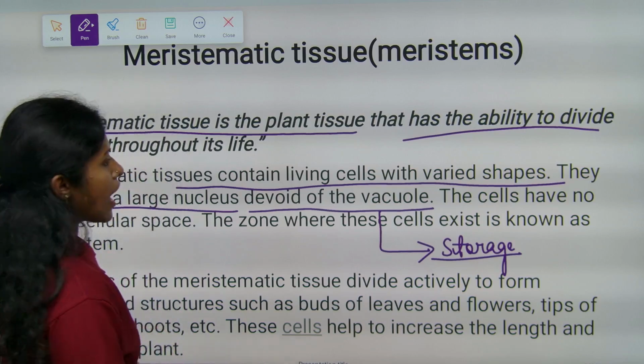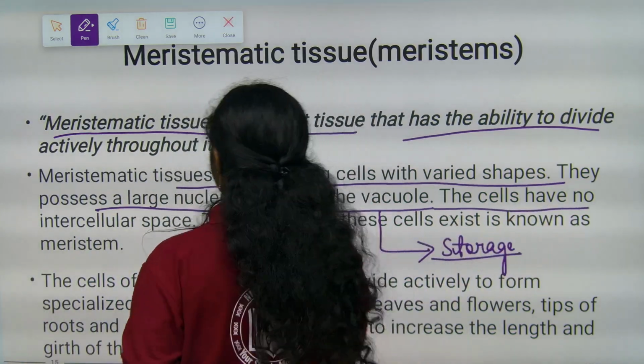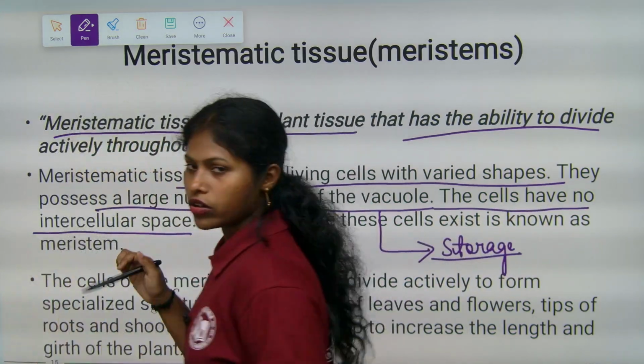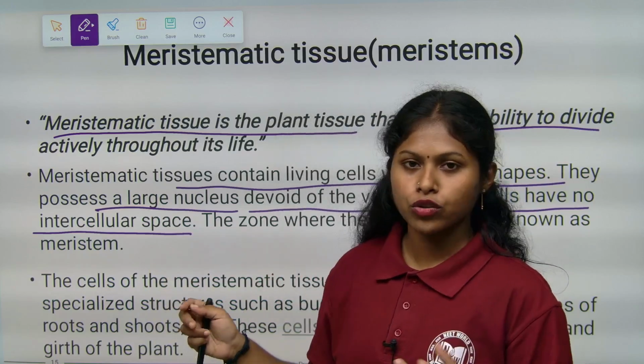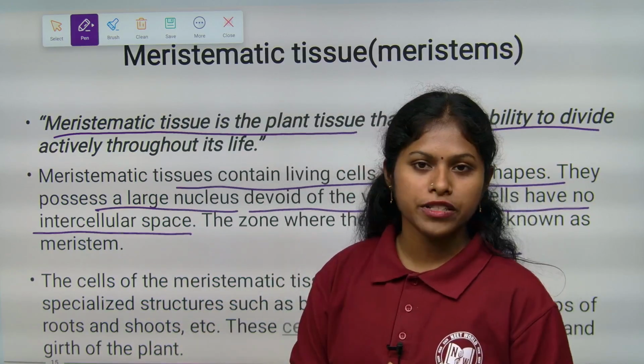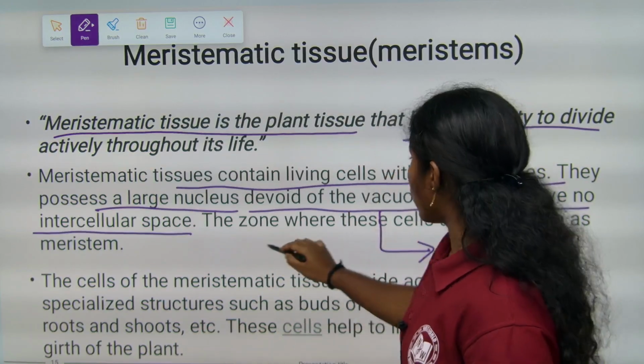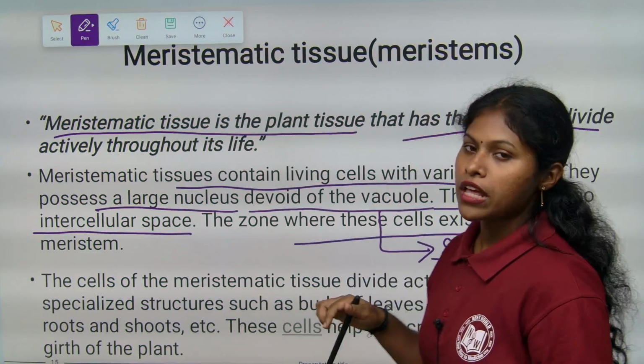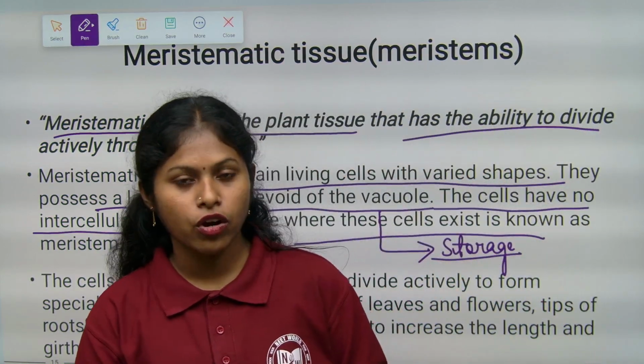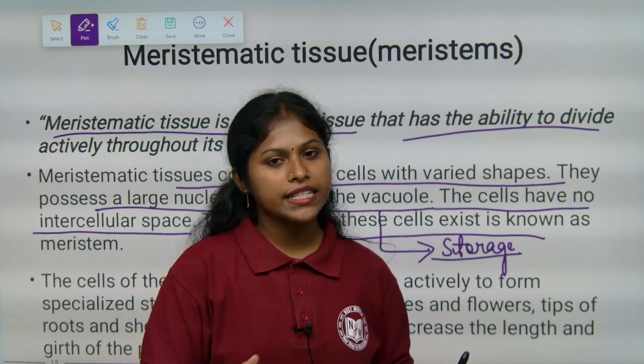They don't have intercellular spaces. Can we see any intercellular spaces in the diagram? No. That is why there is no intercellular space present in the meristematic tissue. The zone where these cells exist is known as meristem. The place where these cells are present is also called meristem.